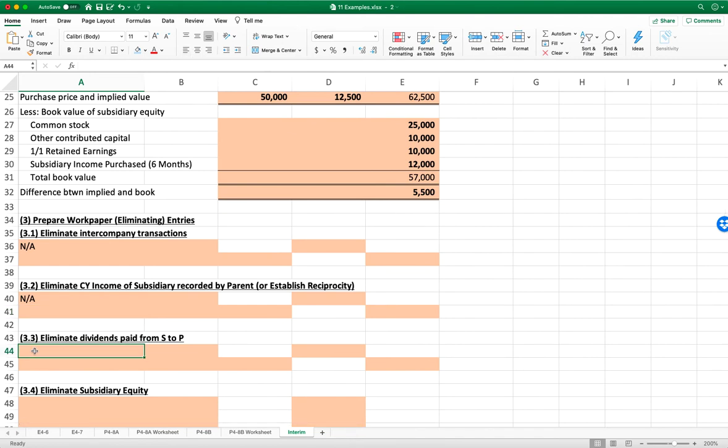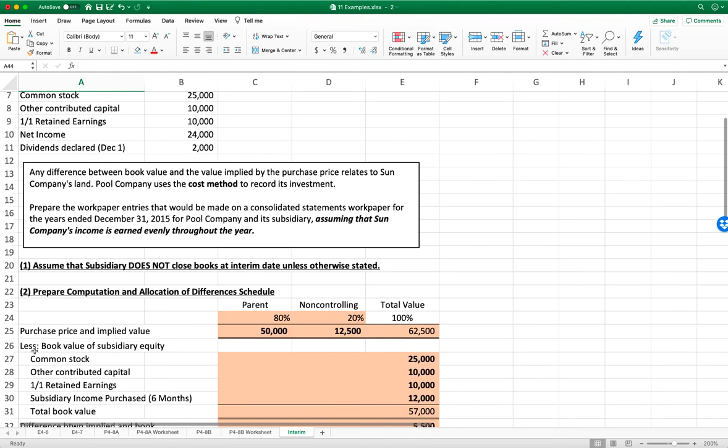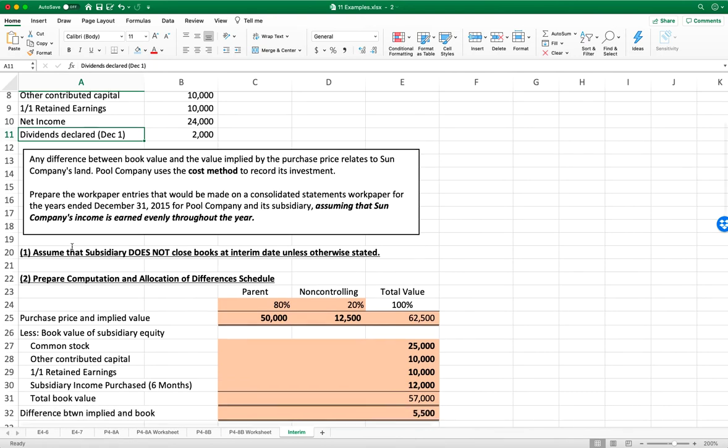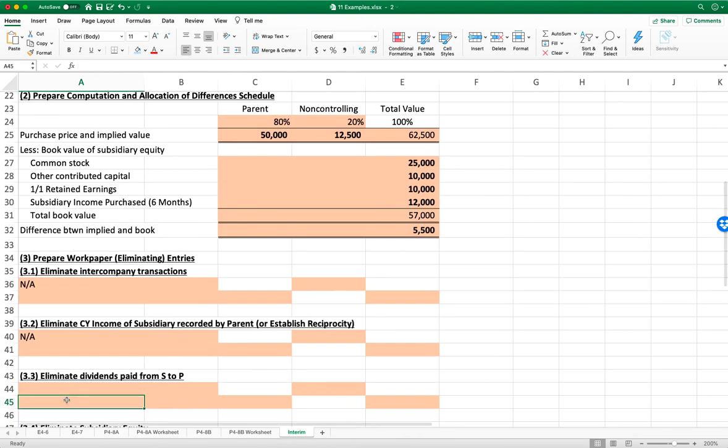Then we need to eliminate any dividends paid from the subsidiary to the parent. So during the year, the subsidiary did pay dividends, and they paid them after the acquisition date. So remember, our credit is always going to be dividends declared by our subsidiary, and our debit is going to depend upon whether the parent company is using the cost or the equity method. So in this case, it's the cost method. So when we receive those dividends, we would have recorded them as dividend income, which means we need to eliminate dividend income.